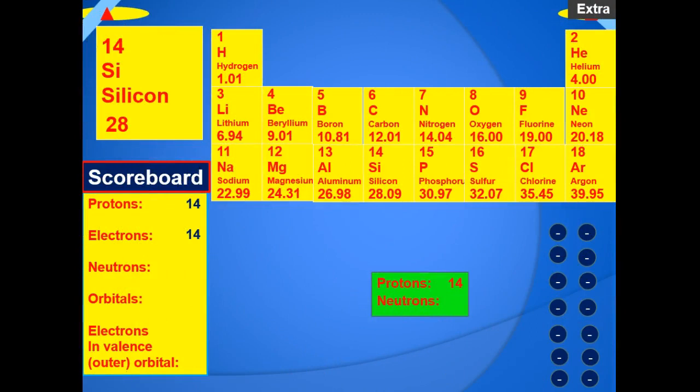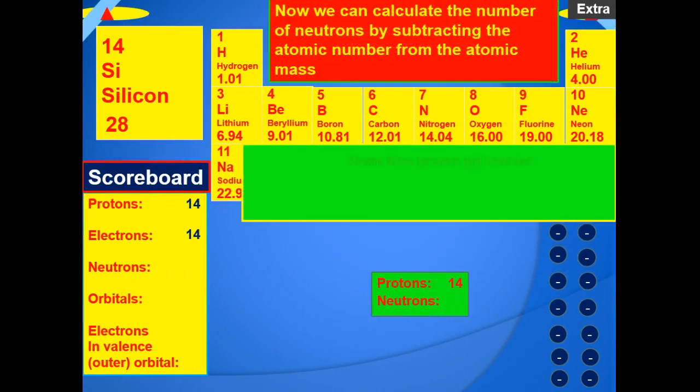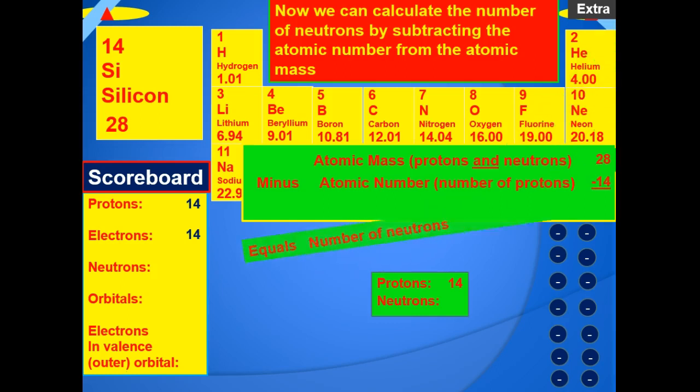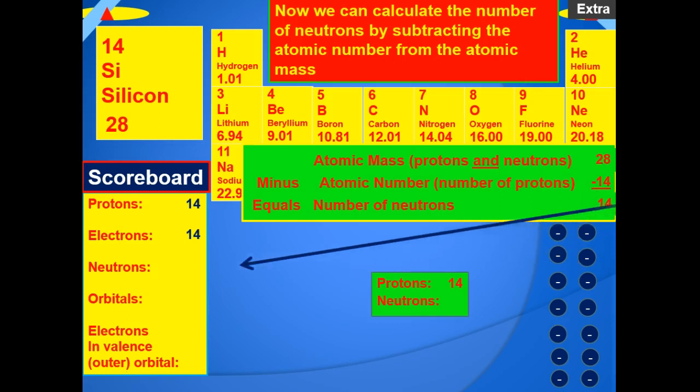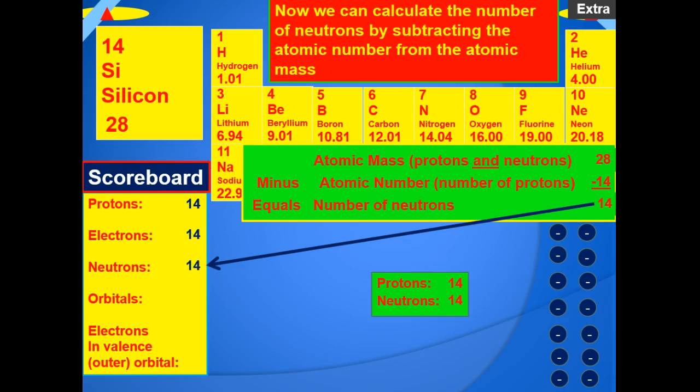So since we know that, we can go ahead and put that in here. And since we know from our atomic number that 14 of those are protons, then 28 minus 14 gives us 14. That means the rest have to be neutrons. So there's the 14. That's going to go in our scoreboard, and it's also going to go into our nucleus. And there it is. So now our nucleus is filled with 14 protons and neutrons.